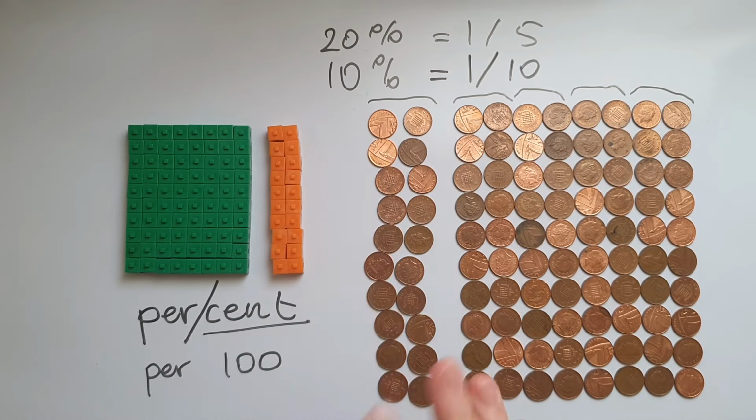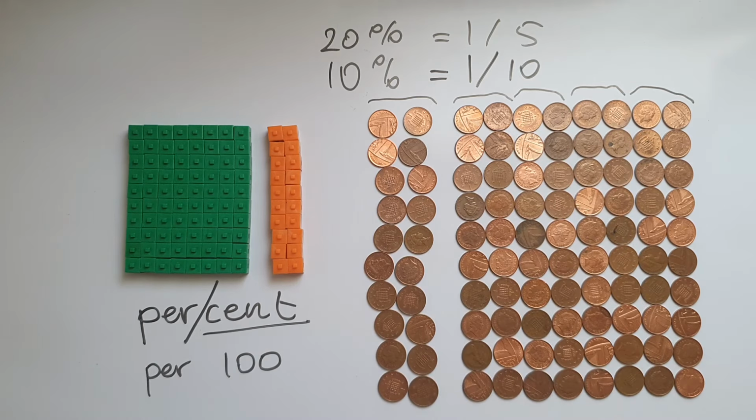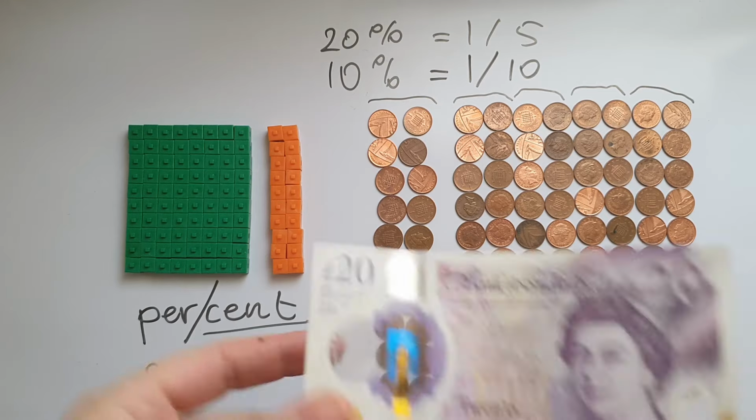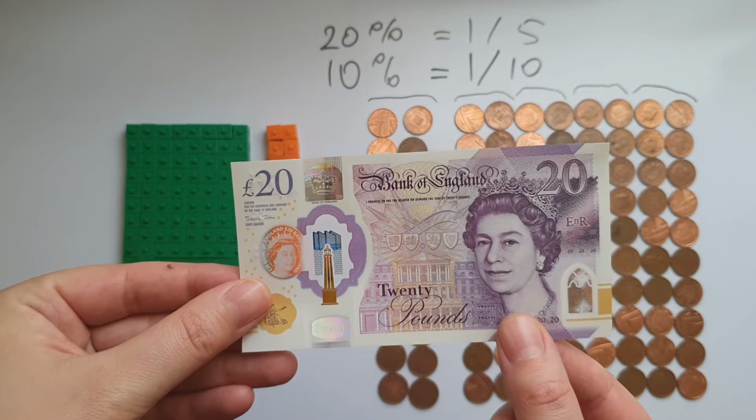30% then is going to be 3 out of 10. 40% is going to be 4 out of 10, or 40 out of 100. 50% is going to be half. So 50 out of 100. So again, 50% of £20 is going to be £10, half of it.